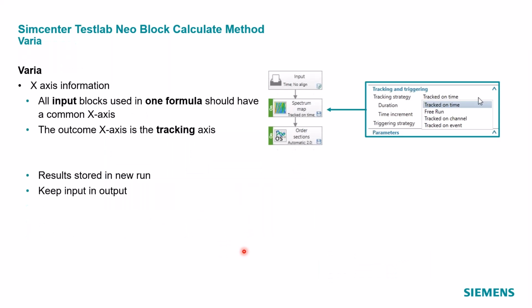Some other various topics, x-axis information: all input blocks used in the formula need to have a common x-axis. So if you're calculating orders, they all need to have the same speed axis. If I'm calculating something on averaged auto powers, they need to have the same frequency axis. And the resulting axis is the same as the tracking axis. So if I'm calculating a waterfall based on a run up or a rundown, and I'm calculating orders and overall levels from that, I can look at the tracking axis that's used when I calculate the spectrum map, and that's what's going to be the resulting x-axis after my block calculate method.